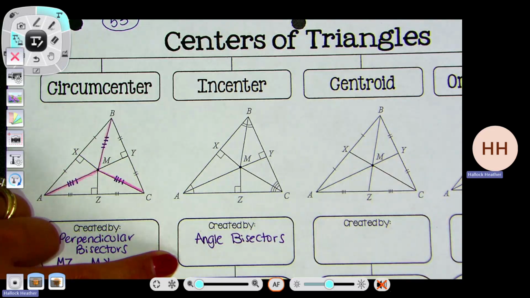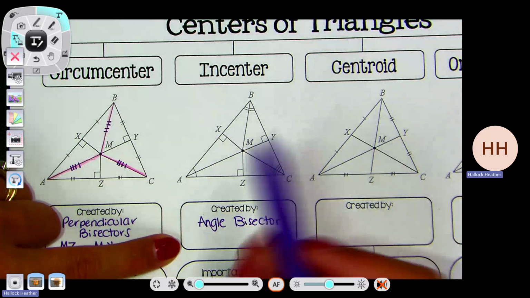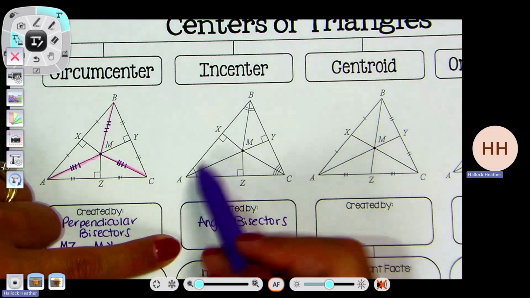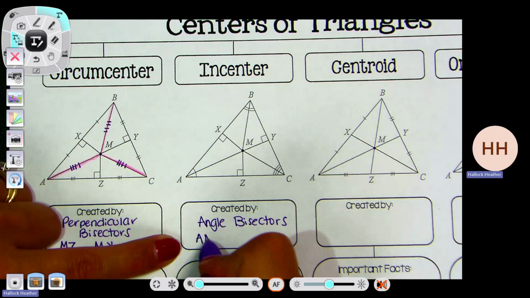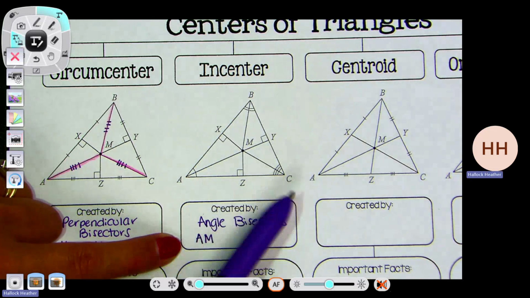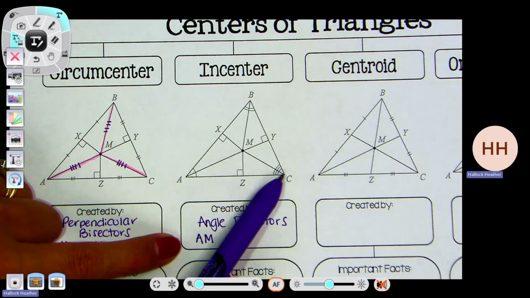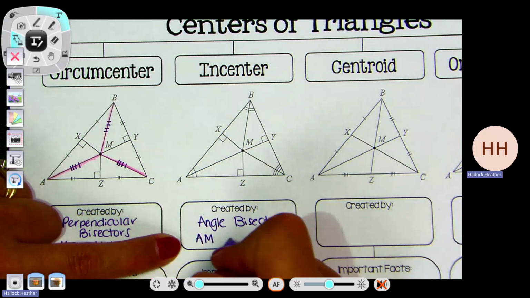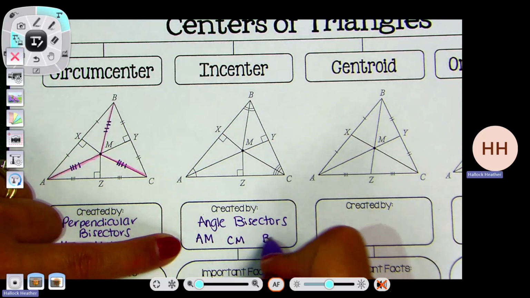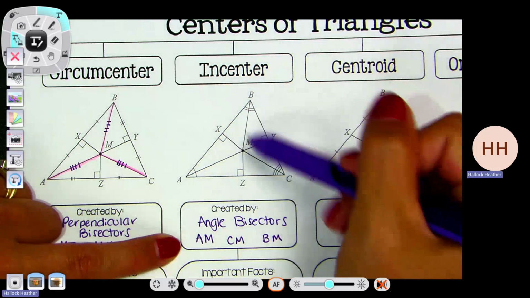The angle bisectors we're going to put in the picture, or we're going to write out. AM is an angle bisector. Another angle bisector would be CM. It's going from the corner in. CM is an angle bisector. What would be the last one? BM. So they're splitting the angles.